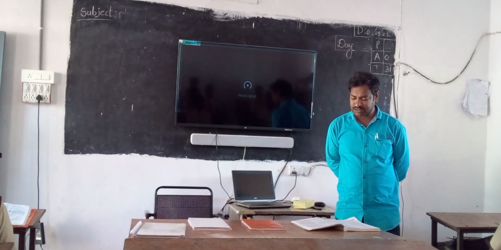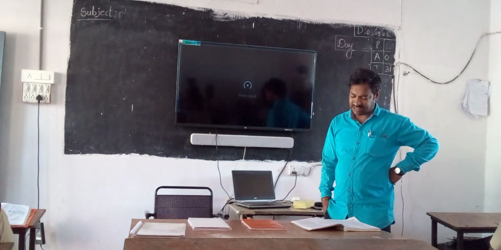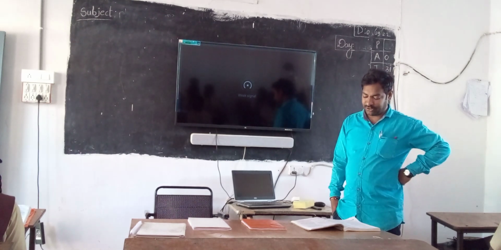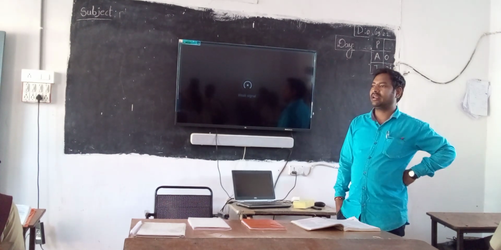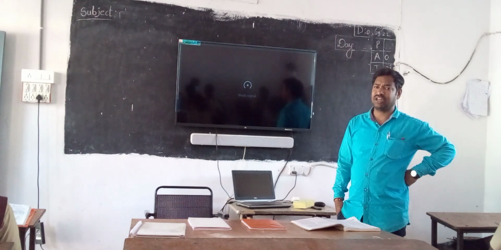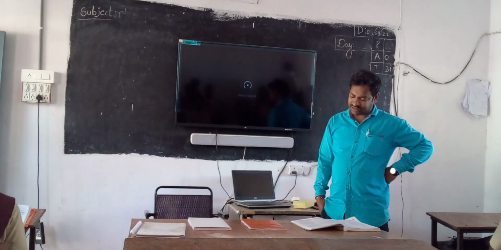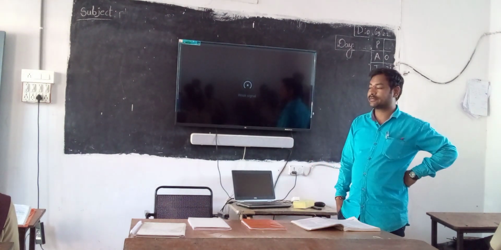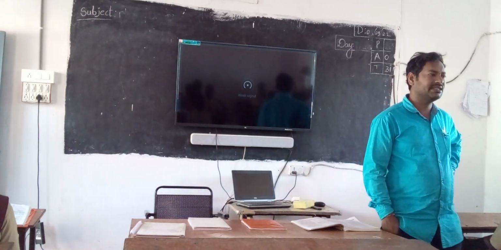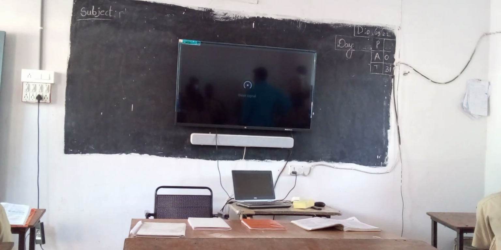The SI unit of temperature is Kelvin. It can also be expressed in degrees Celsius. 0 degree Celsius is equal to 273 kelvins.